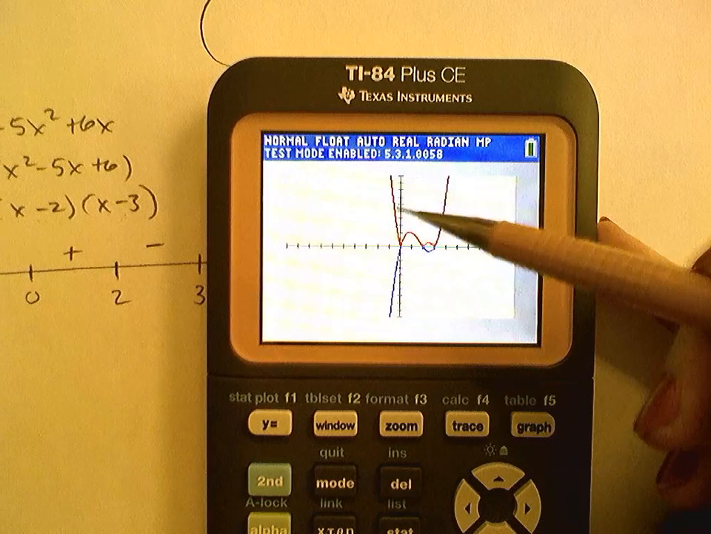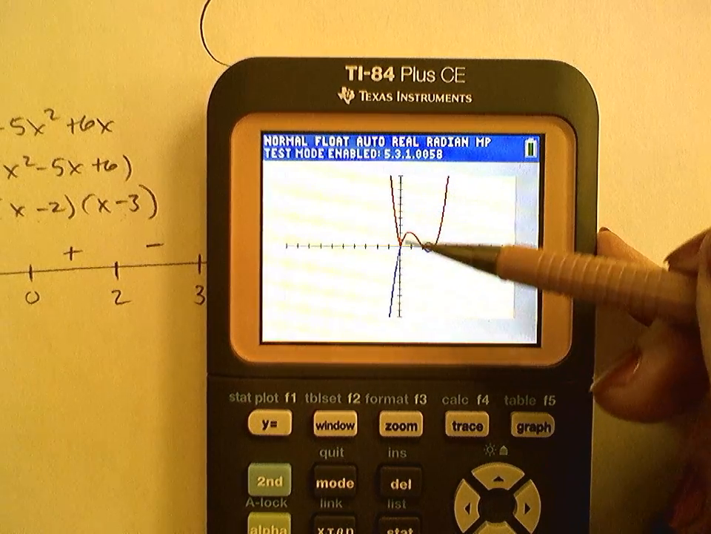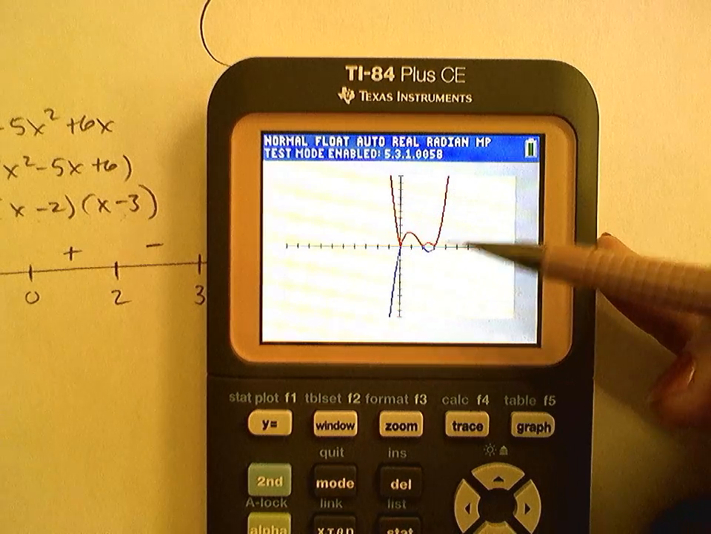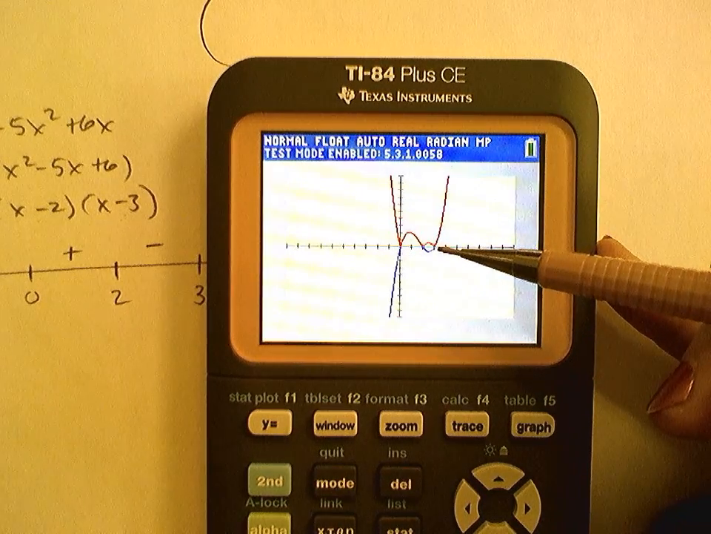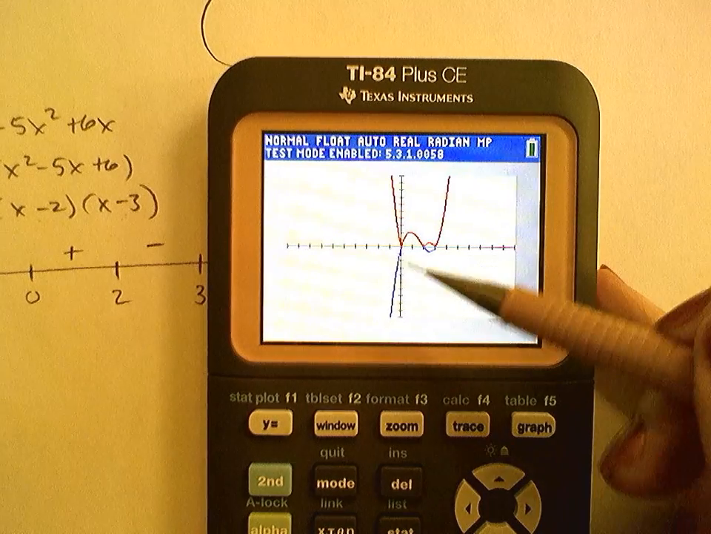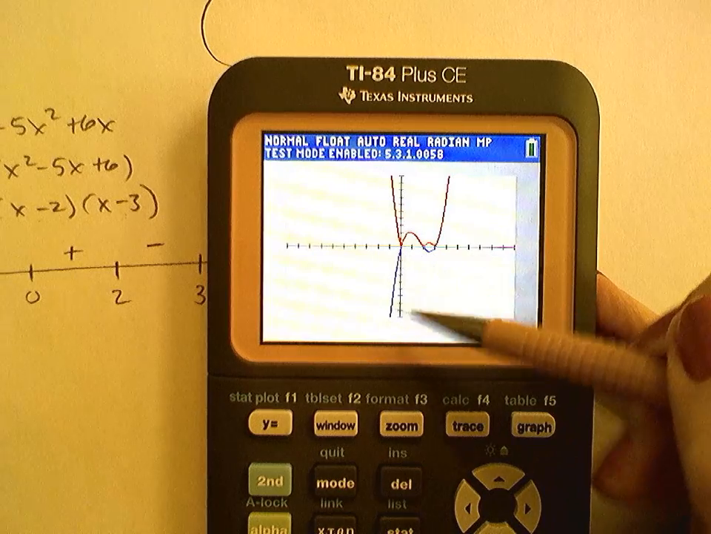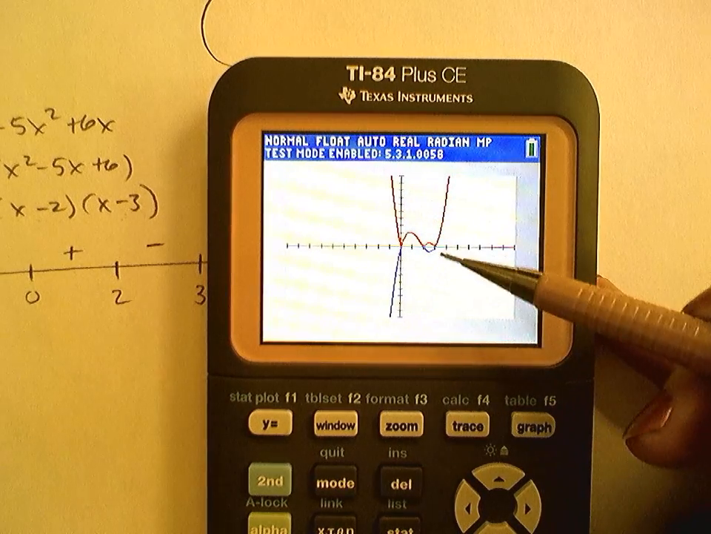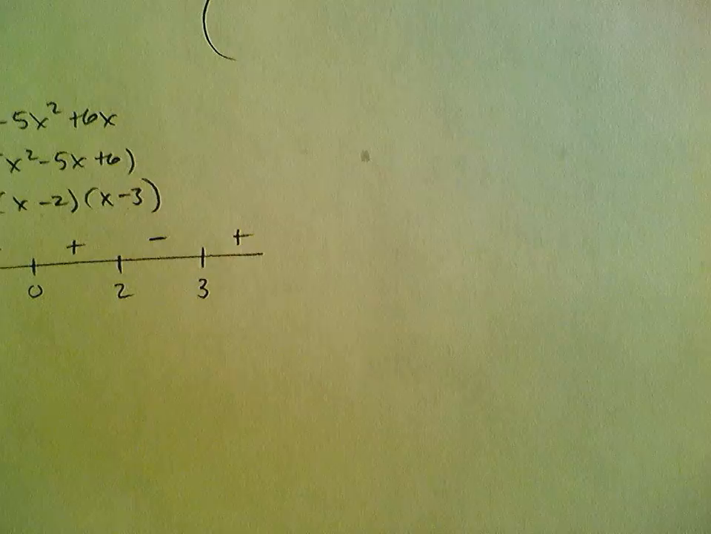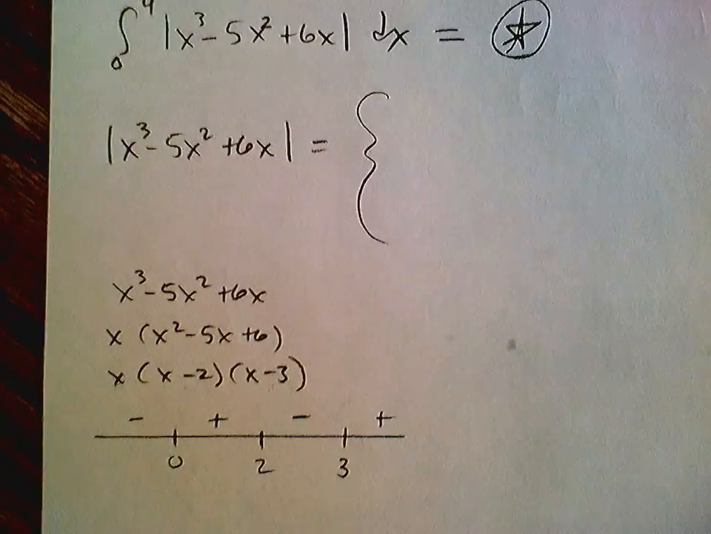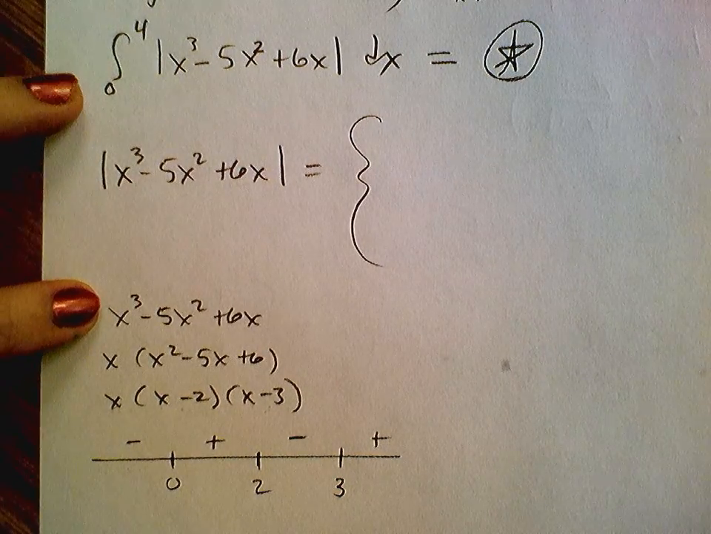So these positive parts, right here and right here, we have the same graph as the input. But then the negative parts, which are below the x-axis, they flip over the x-axis. That's why they get negated. Hopefully that helps you understand this better.